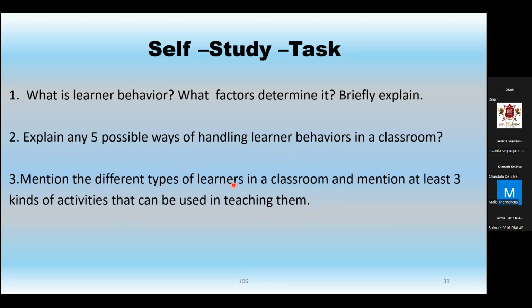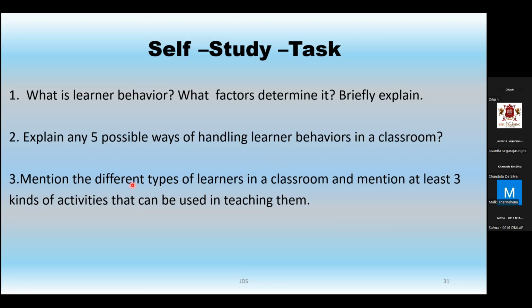Mention the different types of learners in the classroom. So we saw around 6 types of learners, right? What are they? Just mention any 4 of them. Visual learners, starting from visual. Auditory learners. Kinesthetic learners. Naturalistic learners, so many, no?